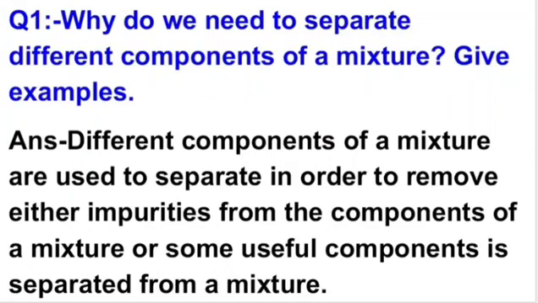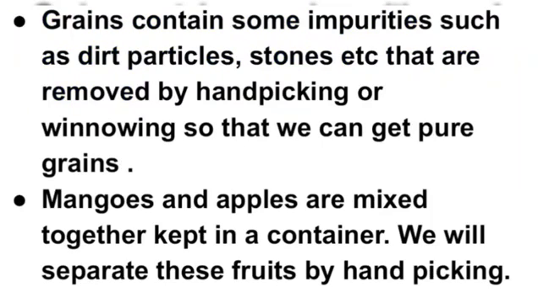Question number 1 is, why do we need to separate different components of a mixture? Give examples. So answer is, different components of a mixture are separated in order to remove either impurities from the components of a mixture or some useful components from a mixture. It means basically for separating the impurities or some useful components we do separation.